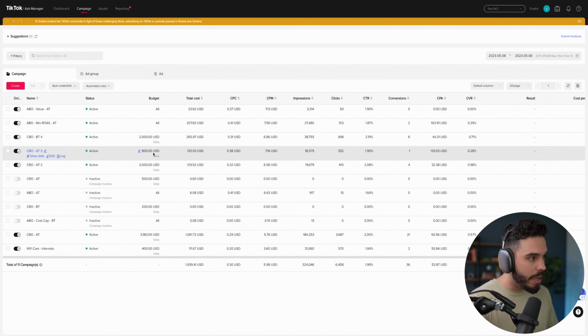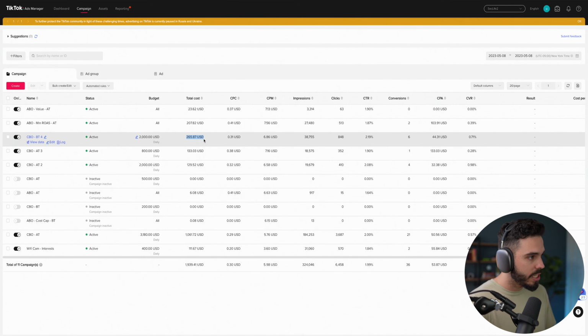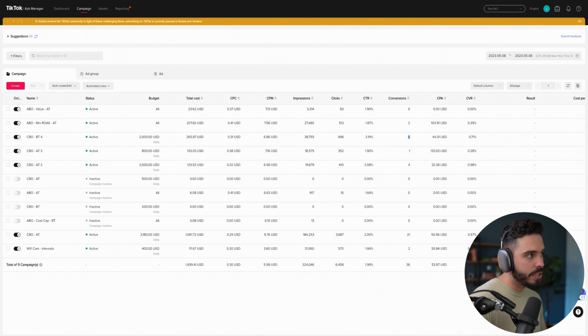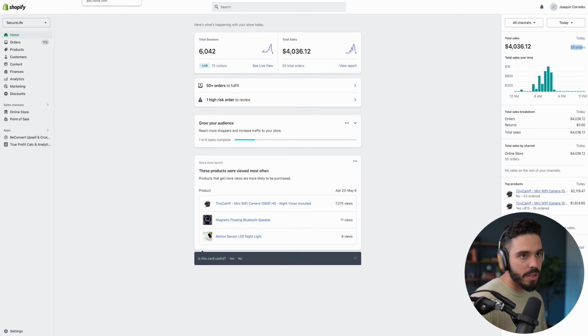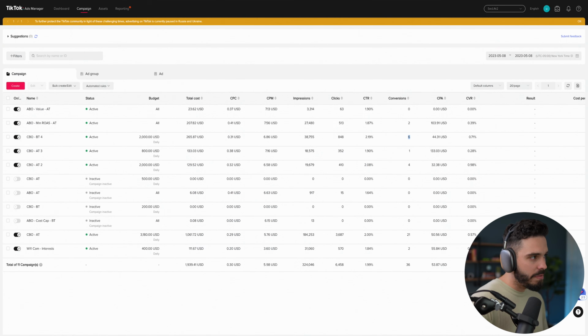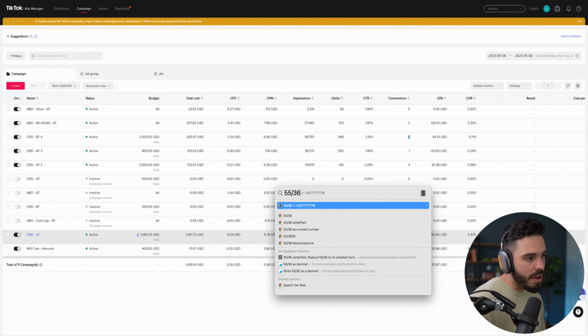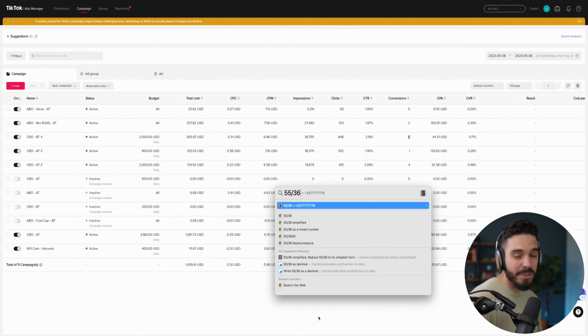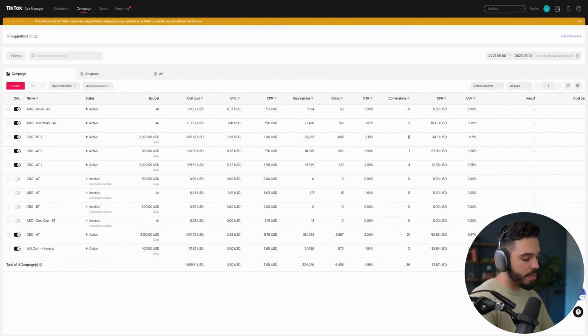This CBO campaign right here has spent, actually, let's take a look at this one. So this one has spent $265 at a $44 CPA. That's pretty good because I know it's actually lower, right? Let's take a look at the percentage of attribution, the percentage miss. So we have 55 orders. Let's refresh this. So we have 55 orders, right? And this says 36. That means that the attribution is off by 50%, more or less. Let's say it's off by 30%.